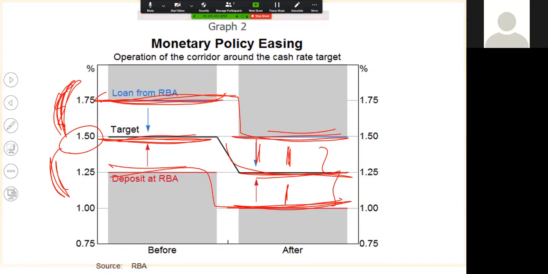Let me just change the color of my pen. That's the issue, that I'm not able to change it here.